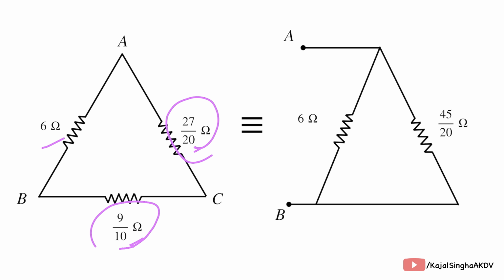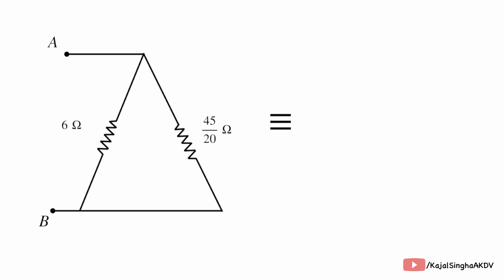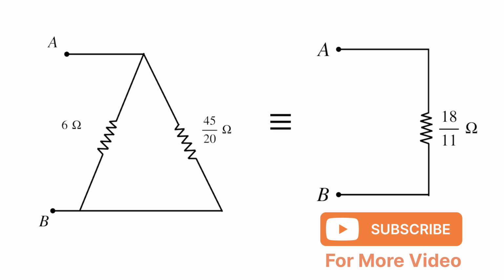So the equivalent resistance between A and B is the parallel combination of two resistors, one of value 6 ohm and the other of value 45 by 20 ohm. So we can easily calculate the equivalent resistance between points A and B, which will be the equivalent resistance of the parallel combination of two resistors, one of value 6 ohm and the other of value 45 by 20 ohm. And we calculate this equivalent resistance as 18 by 11 ohm.